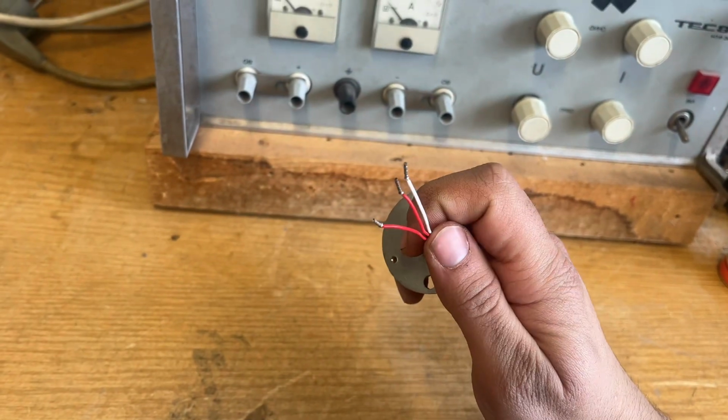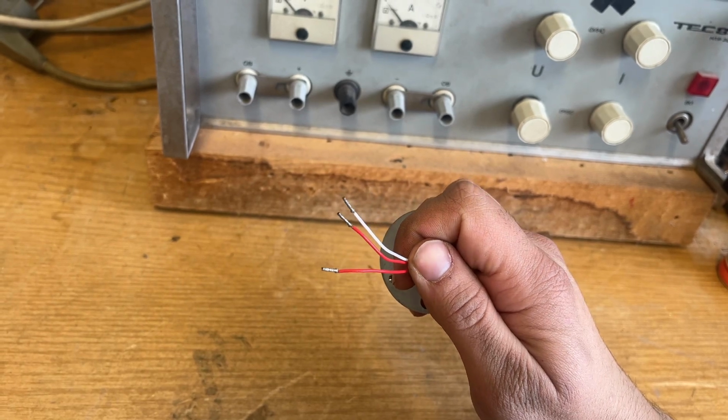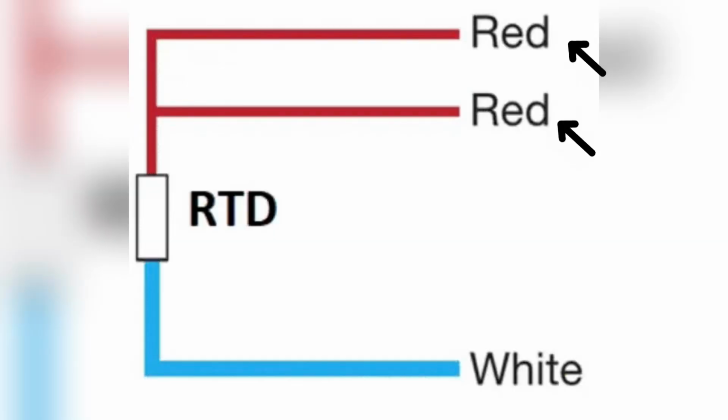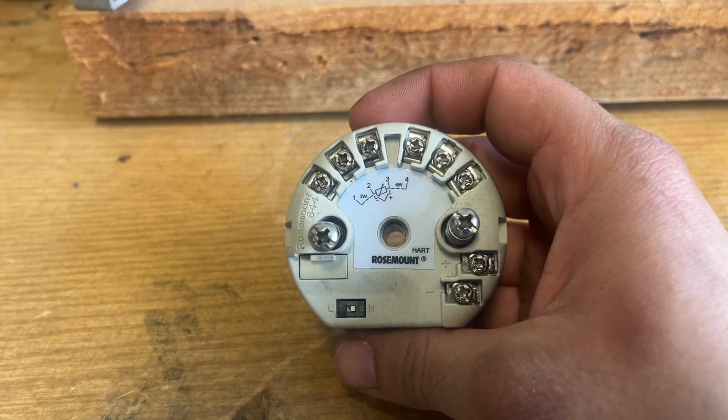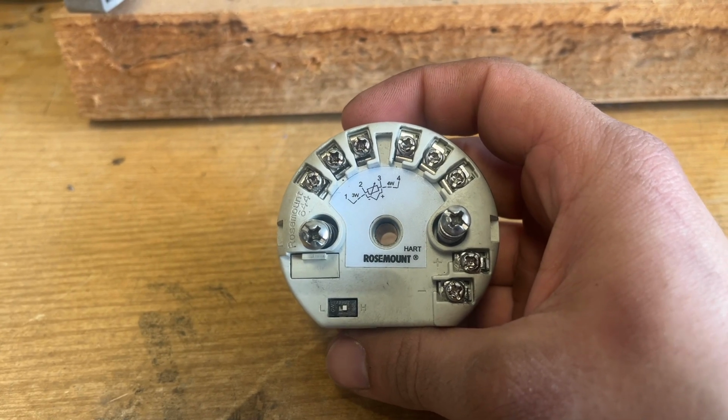This is a 3-wire RTD, a resistance temperature detector. It measures temperature by changing resistance as the temperature varies. It has 2 red wires and 1 white wire. The 2 red wires are compensation leads, and the white wire is the measurement lead. Inside, there's a platinum element, commonly a PT100, meaning it has 100 ohms of resistance at 0 degrees Celsius.